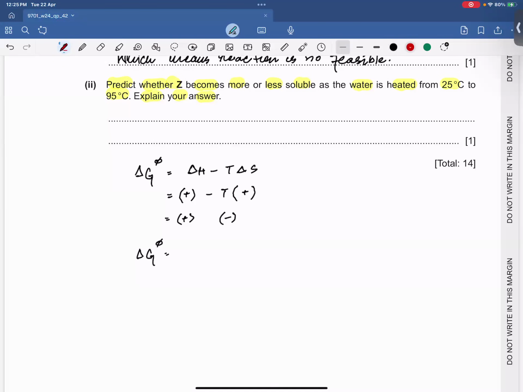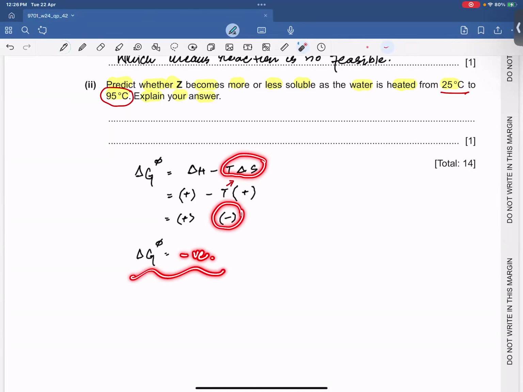So I'm increasing the temperature from 25 degrees Celsius to 95 degrees Celsius. If I'm increasing the temperature, obviously the entire T delta S naught term becomes more negative, and so delta G becomes negative. And if delta G becomes negative, the reaction is going to be feasible. If the reaction is feasible, obviously Z is more soluble in water at high temperature.